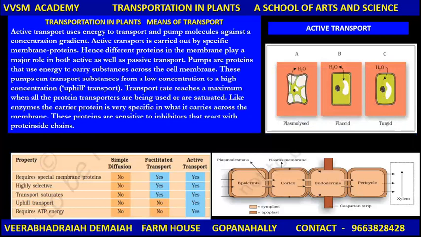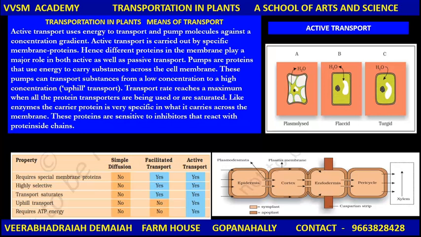Active transport uses energy to transport and pump molecules against a concentration gradient. Active transport is carried out by specific membrane proteins. Hence, different proteins in the membrane play a major role in both active as well as passive transport. So friends, transportation consists of active transport and passive transport.